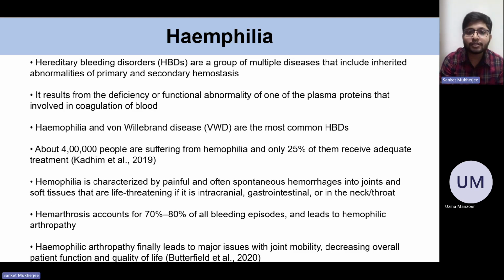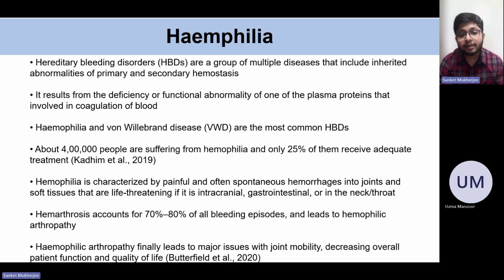So it's a hereditary bleeding disorder, and these hereditary bleeding disorders are a group of multiple diseases that include inherited abnormalities of primary and secondary hemostasis. It results from the deficiency or functional abnormality of one of the plasma proteins that are involved in the coagulation of the blood. So essentially, clotting factors. Hemophilia and von Willebrand disease, VWD, are the most common types of these hereditary bleeding disorders. About 4 lakh people are suffering from hemophilia, and only 25% of them receive adequate treatment. This is according to a paper in 2019.